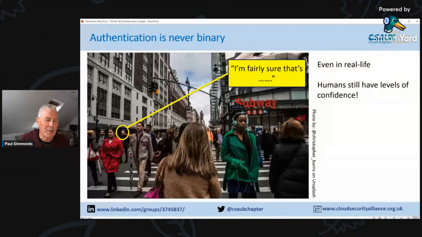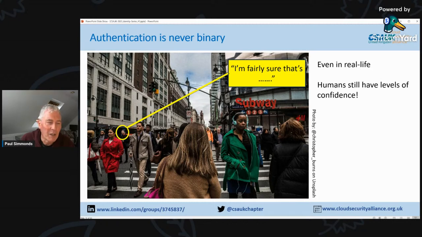We went to the theatre on Sunday, actually, and we spotted the back of someone's head, and my wife went, that's our friends who live across the junction from us where I live. I'm fairly sure. And they tapped on the shoulder, and sure enough, it was. But humans do probabilities. We don't do absolutes. I'm fairly sure that's Fred.